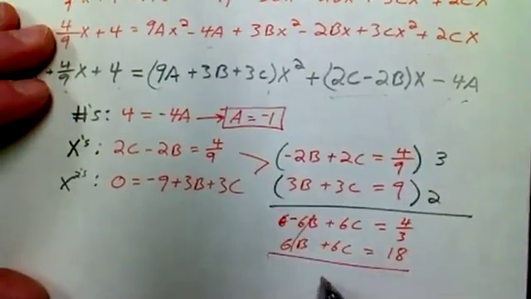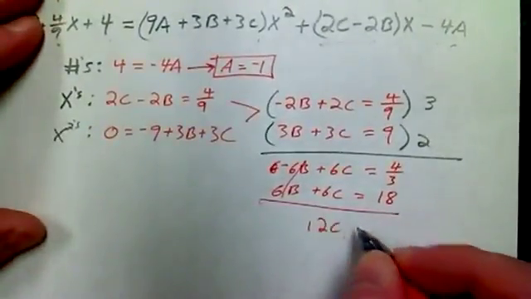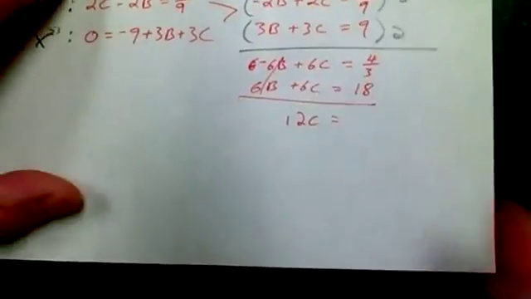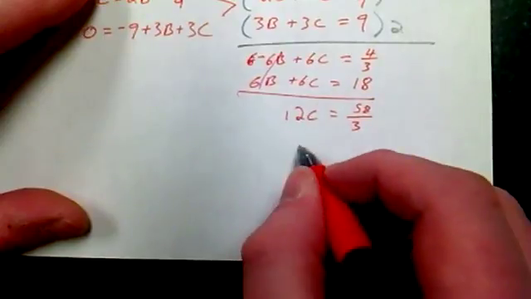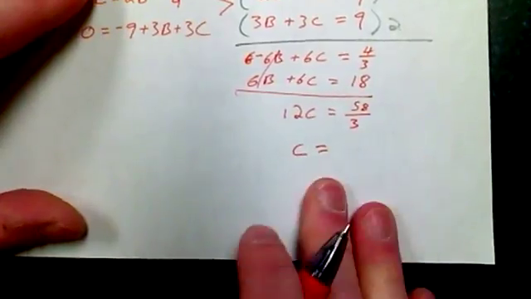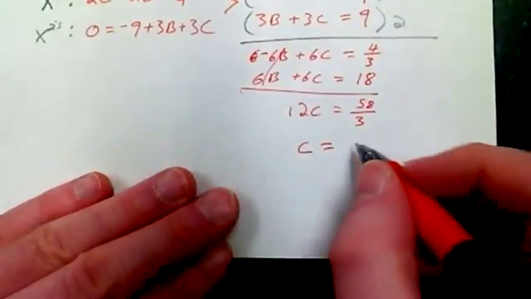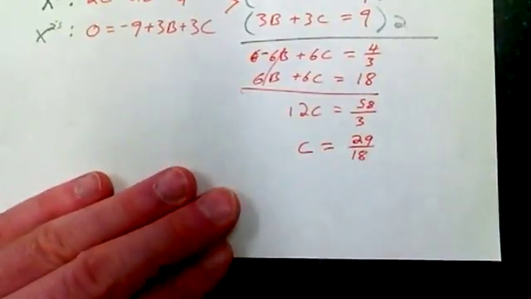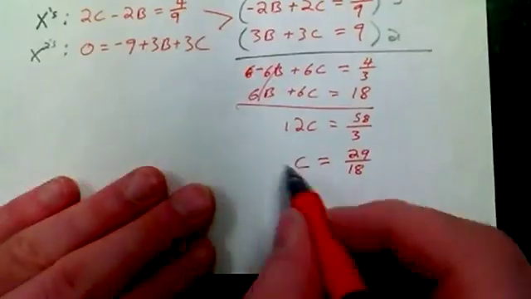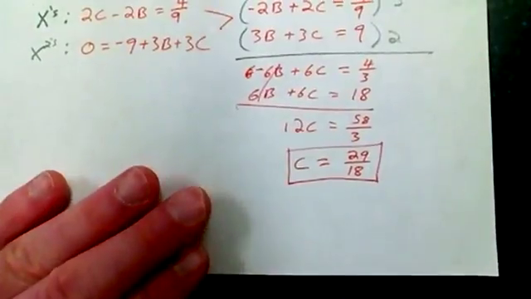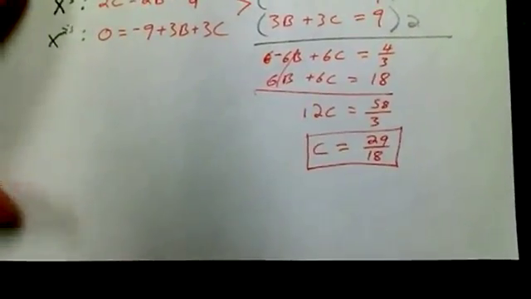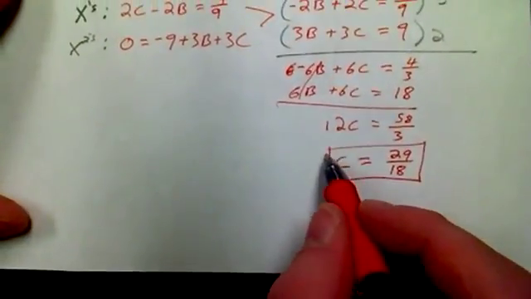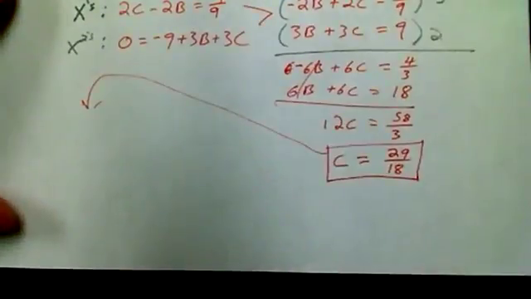Your b's would cancel, and you got 12c is equal to 58 over 3 when you get common denominators. Once you go through and you divide both sides by 12, you should end up with c is equal to 29 over 18. So I have c now, which is great. Okay. Finally, I got to go ahead and I got to find b.